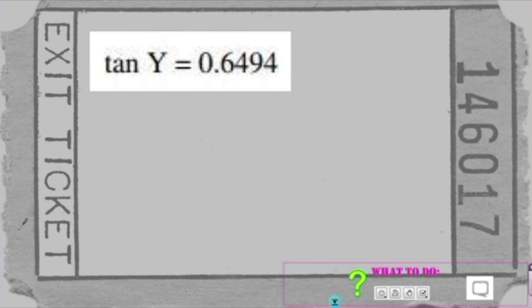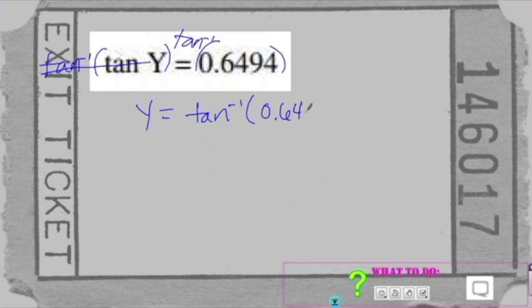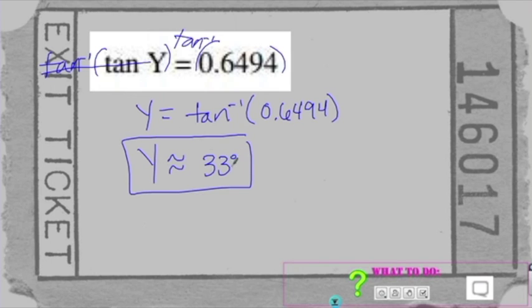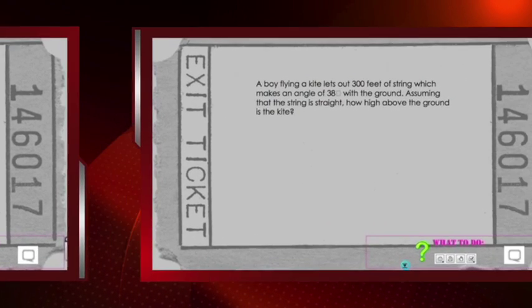Alright, if we want to find the angle measure for y, that means that we will need to take the inverse tangent of each side. These cancel, so we're left with y is equal to the inverse tangent of 0.6494. When you put that in your calculator, you get 33 degrees approximately for y to the nearest whole degree. But I don't think I saw anybody make any rounding errors. All right, here's the last one.